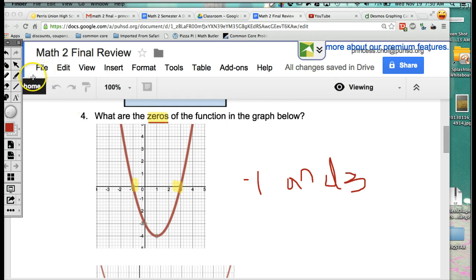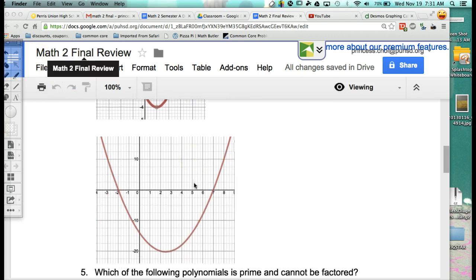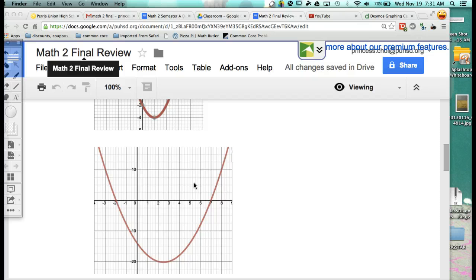Now what I want you to do is solve this problem, and it's the same thing. What are the zeros? Let me give you 30 seconds or so, just so you can find the zeros of this function. Ready? Go.